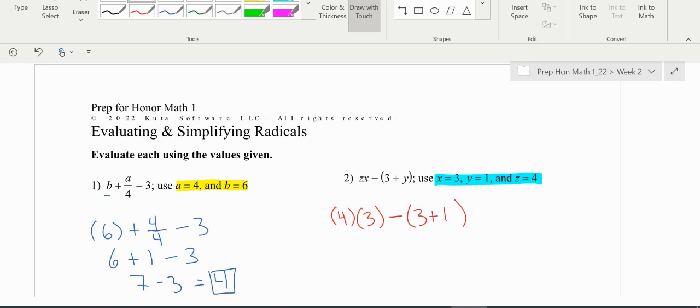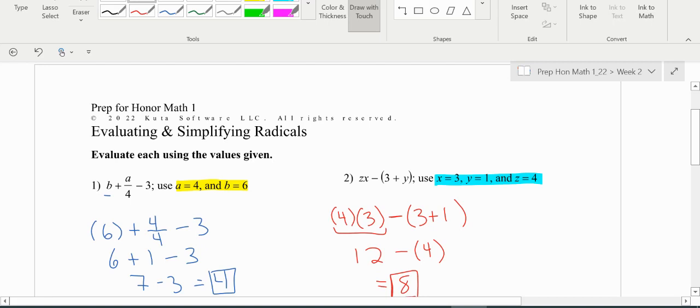So if I want to evaluate it by hand, this would be order of operations. Our parenthesis here would be a 4. This is multiplication. We would have 12. And then 12 minus 4 is 8.